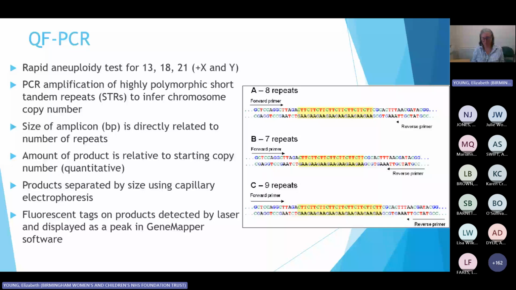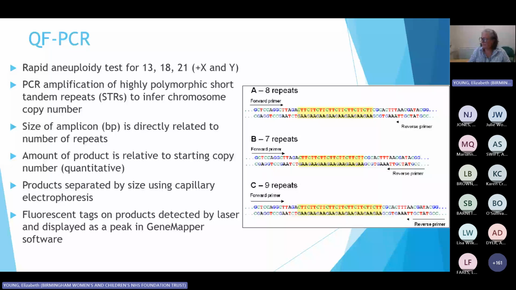The way we do the PCR is quantitative. That's why it's called QF PCR. So the amount of product we get is directly relative to the amount of starting product. So we can say how much of each chromosome the fetus has. We have all these PCR products that we put together. We separate them through a capillary by adding an electrical charge, and they're all separated by size. And we add fluorescent tags so we can detect them. And I'll show you why that's important now.